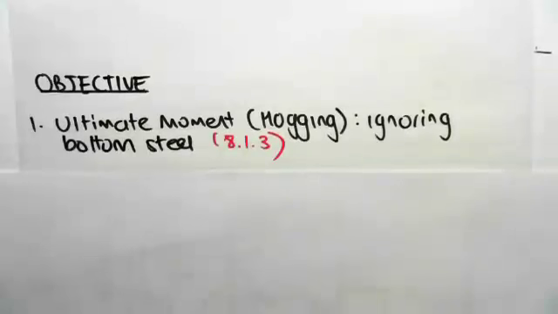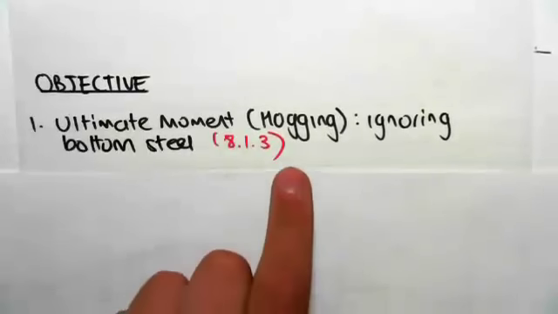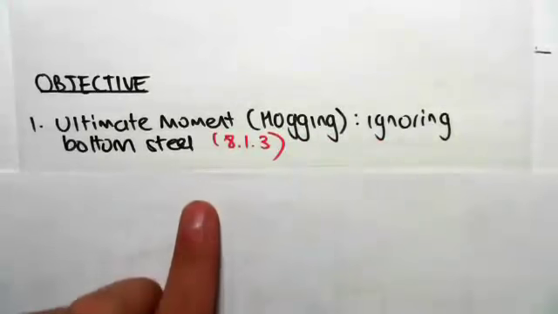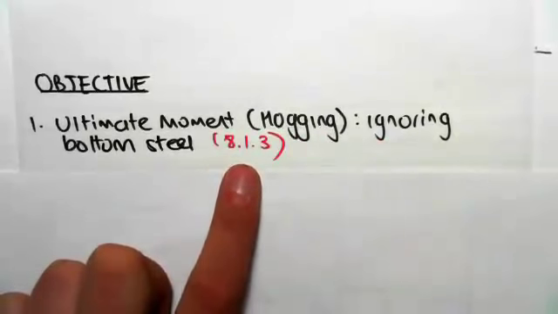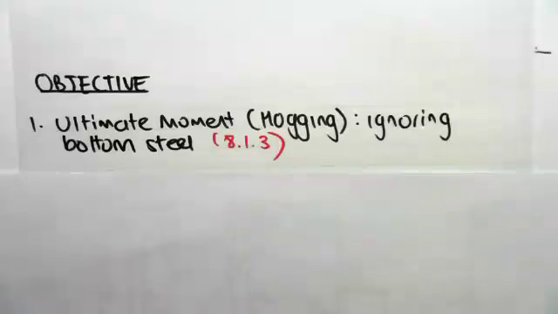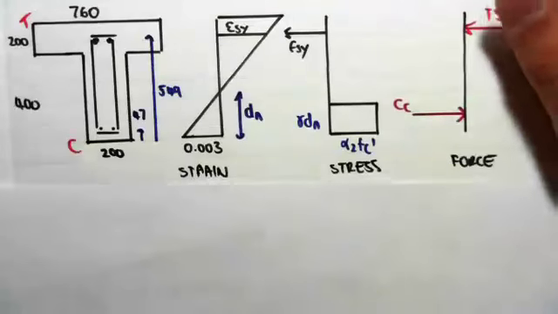Hey guys, the objective of this video is to find the ultimate moment, and this is with the hogging moment, ignoring the bottom steel. We're going to be using section 8.1.3 of AS 3600 to allow us to do this. So I've just drawn the progression we're going to be doing.